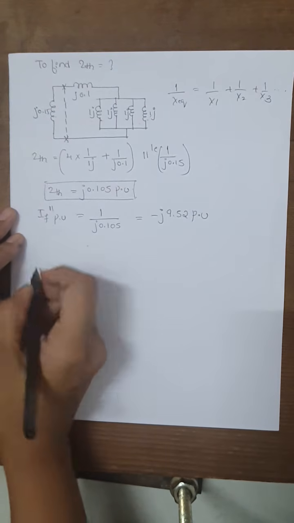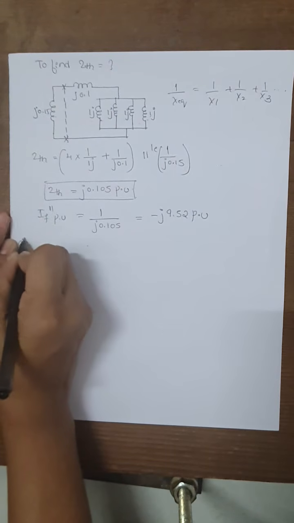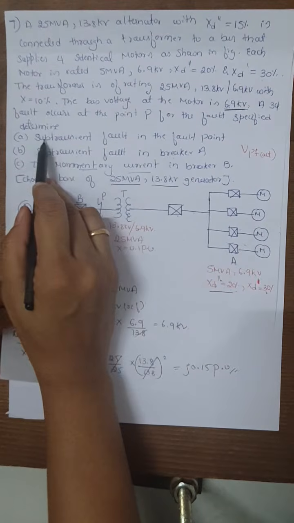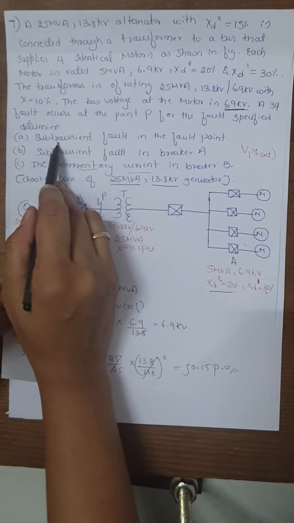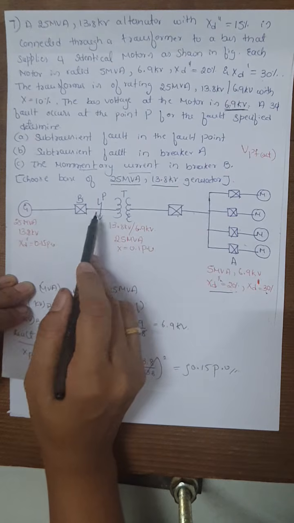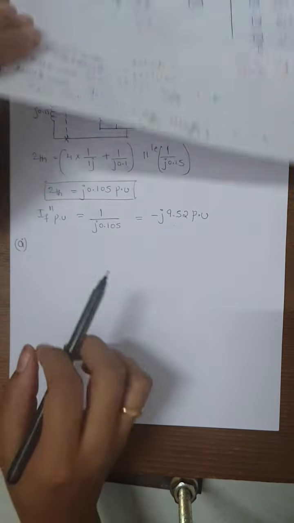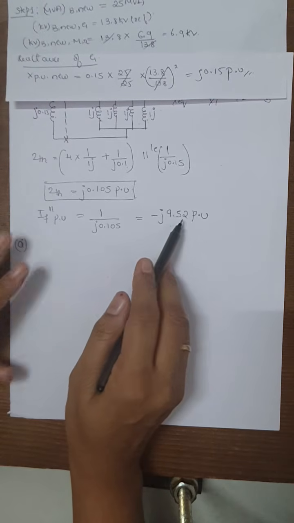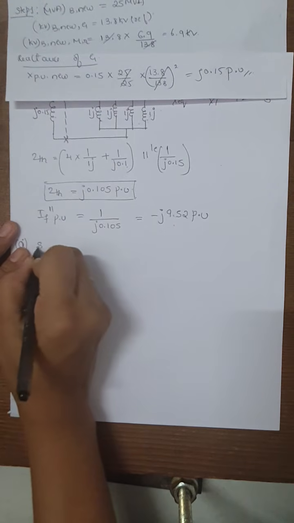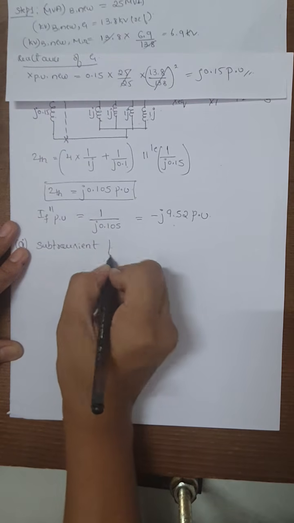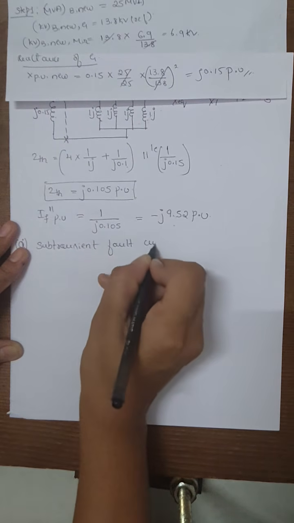So next what we have to do is find the obtained answer in terms of actual values. Now look at the given problem. The first thing they ask you to determine is the subtransient fault current at the fault point. The fault point is near to the generator. Here we have calculated the fault current value in per unit, and this is to be converted into actual value. So next is the subtransient fault current at the fault point.